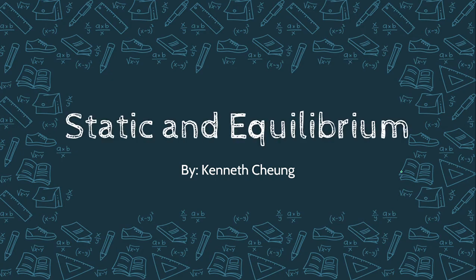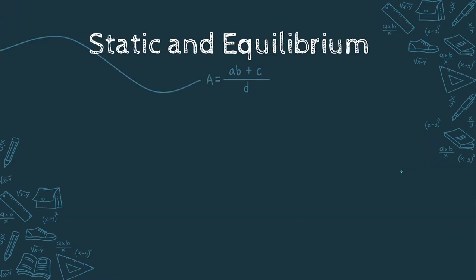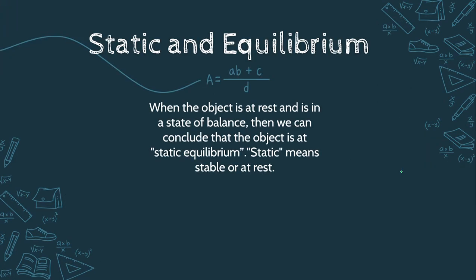So let's begin. What are static and equilibrium? It is when the object is at rest and is in a state of balance. Then we can conclude that the object is at static equilibrium. Static simply means stable or at rest. So here are some formulas that we can use as we proceed in this lesson.